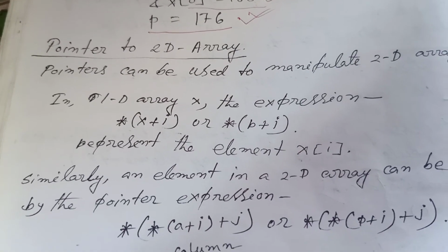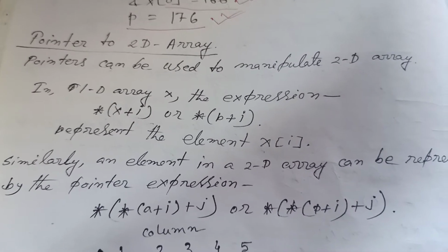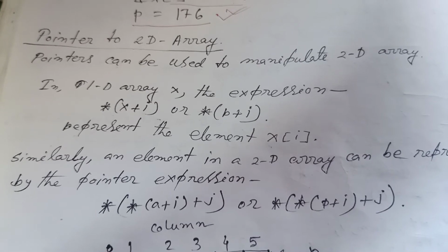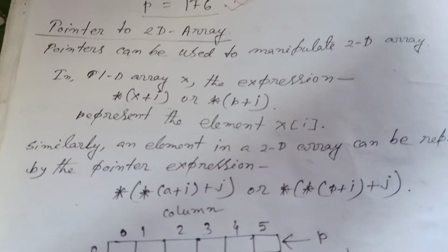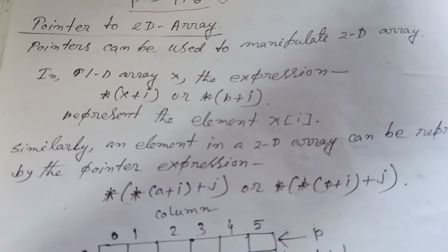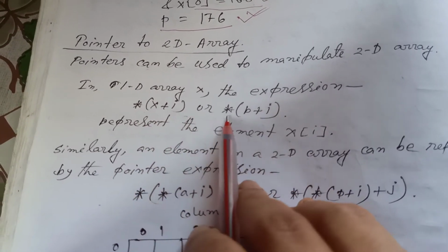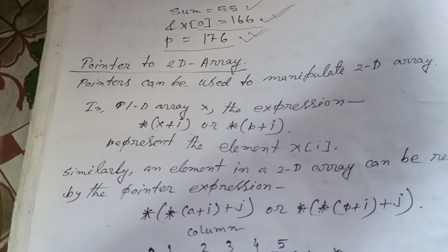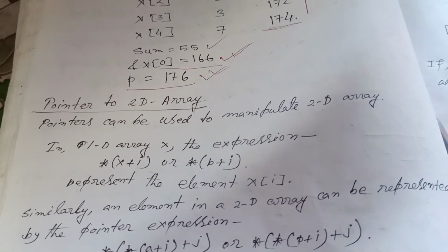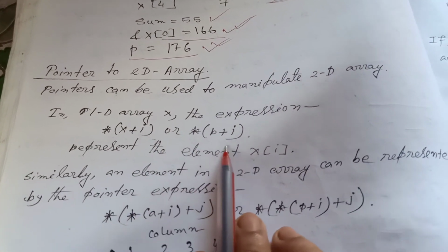pointer to two-dimensional array. Pointers can be used to manipulate a 2D array. In a 1D array x, an expression like pointer x plus i, or pointer p plus i, represents the array element xi. Similarly, in a one-dimensional array we can represent it.